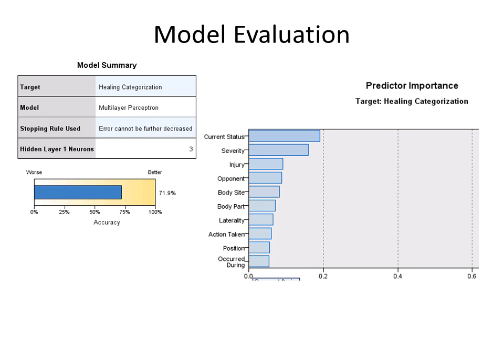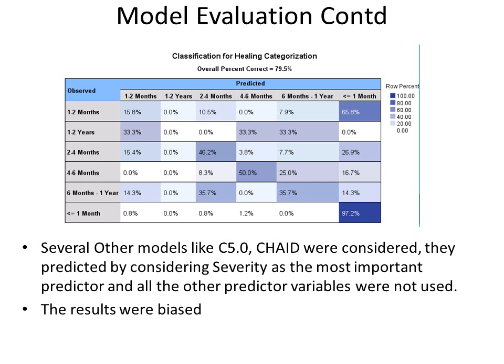Here is the model evaluation. The overall accuracy is 71.9%, and from the predictor variable importance, we see that the current status, severity, and injury are the most important predictor variables. From the classification summary, we see that the overall percent correct is 79.5%.